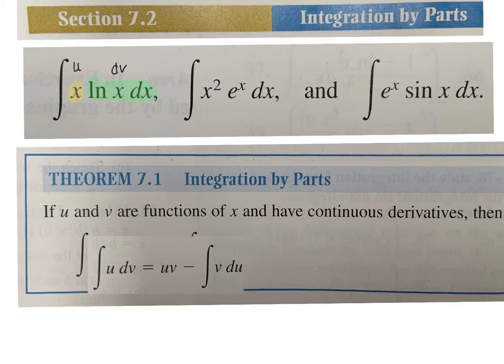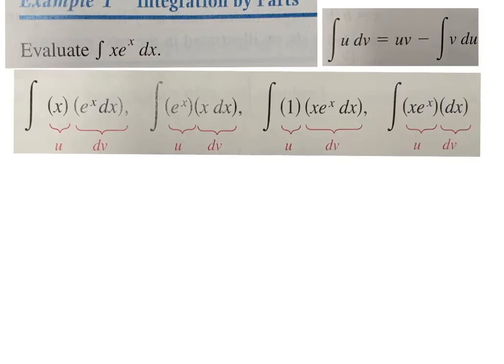So let's look at example 1. Example 1 says evaluate x e to the x dx. All right, that's all fine and dandy, except it's not gonna work unless we separate this and split it into parts. So the first thing they point out is that you could have a combination of different things here. You could say that x is your u and e to the x is your dv, or e to the x is your u and x dx is your dv, and all these different scenarios that can happen, all right? And so that's what we're gonna start doing. We're gonna start playing with it and saying, okay, what works easiest for us?